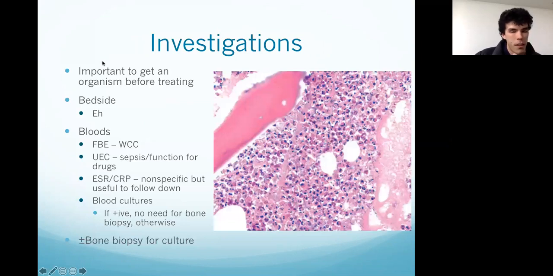So on investigations, ideally you want to try and find out exactly what's causing it. And because it's not like septic arthritis, you might have time to kind of figure this stuff out, but you're probably going to end up treating them with something empirical nonetheless. So still FBC, UEC, ESR, CRP, all doing the same things as we had before, and the blood cultures. If you get something in the blood culture, you don't need a bone biopsy. You might mention it anyway though.